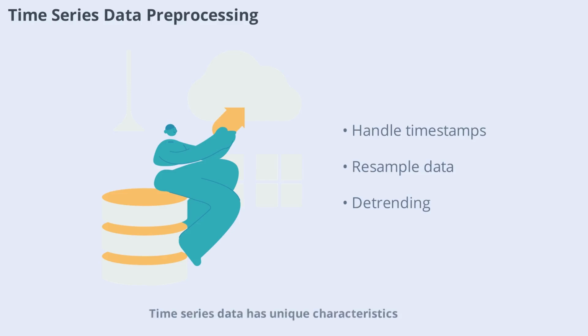Time series data has unique characteristics such as temporal order and seasonality. Preprocessing steps include handling missing timestamps, resampling, and detrending. These techniques help prepare time series data for analysis and modeling, ensuring that temporal patterns are preserved and accurately represented.